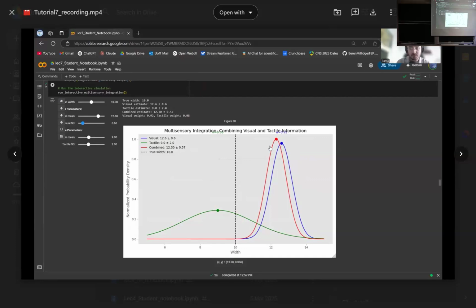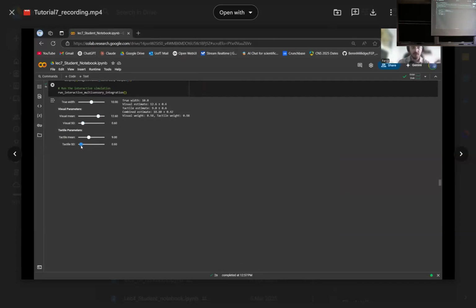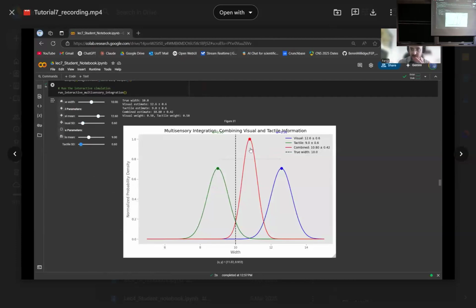And this is just me multiplying the two Gaussians and normalizing them. So that's pretty cool, right? That it automatically weighs it in proportion to its evidence, to its precision, to the strength of the evidence. Now, if I were to, for example, decrease the standard deviation, make my tactile information more precise, you can see that the updated belief slowly changes towards the green as well.